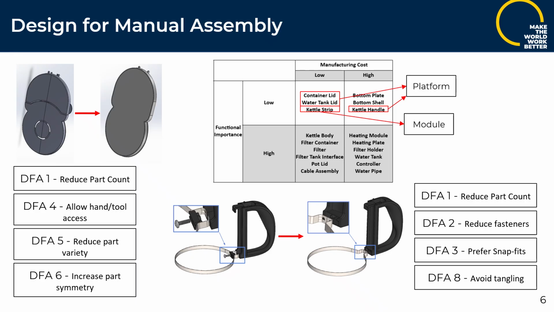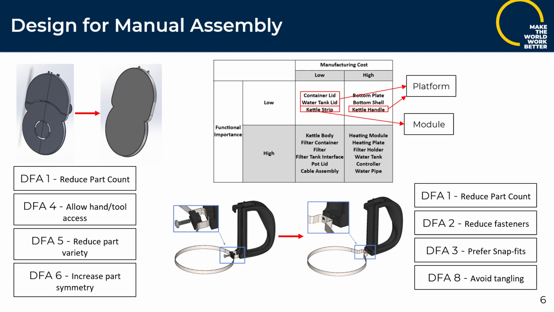For the design for manual assembly, we chose a part to redesign based on the cost chart, but most of the parts that have high manufacturing costs are purchased parts, which we cannot really redesign. So instead, we chose other parts to modify so we can really reduce the cost. For the platform parts, we combined the container lid and water tank lid into one big lid, so we can reduce part count, allow hand and tool access, reduce part variety, and also increase part symmetry.